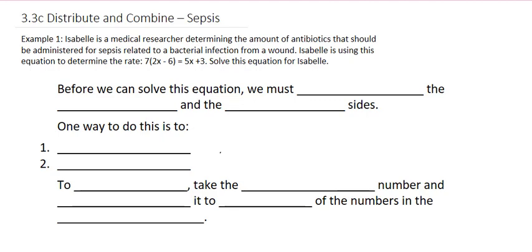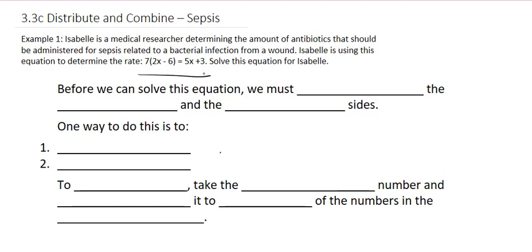Distribute and combine. Isabel is a medical researcher determining the amount of antibiotics that should be administered for sepsis related to a bacterial infection from a wound. Isabel is using the equation to determine the rate. So we're going to go ahead and help her solve this.